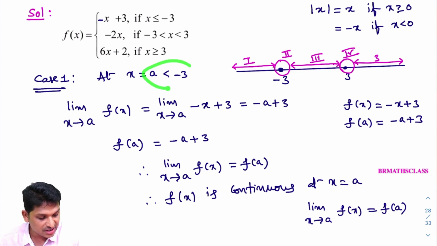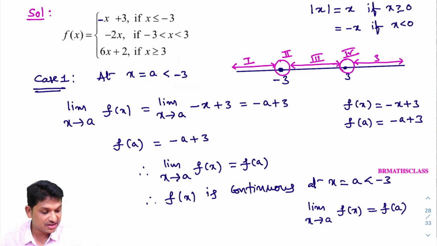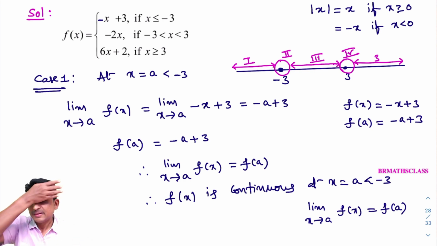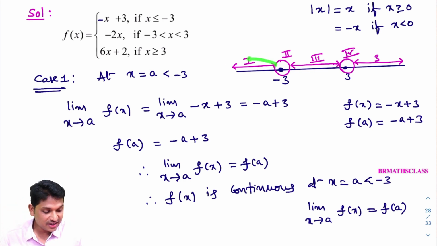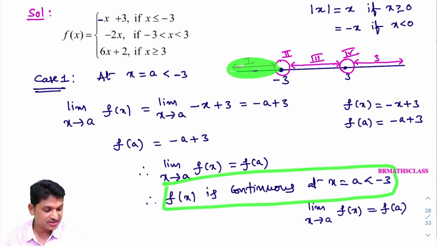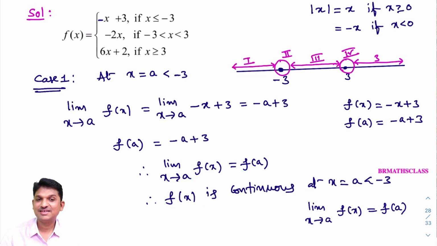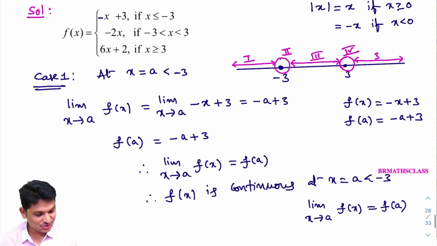What is a value here? A value is less than minus 3. So what happened? I checked the continuity in this zone. What I got? I got that it is continuous. That means in this zone there is no point of discontinuity. Okay, so first case is clear. I hope you understand this. Understand or not? Yes, you understand this. Very good. Now we'll move to case 2.